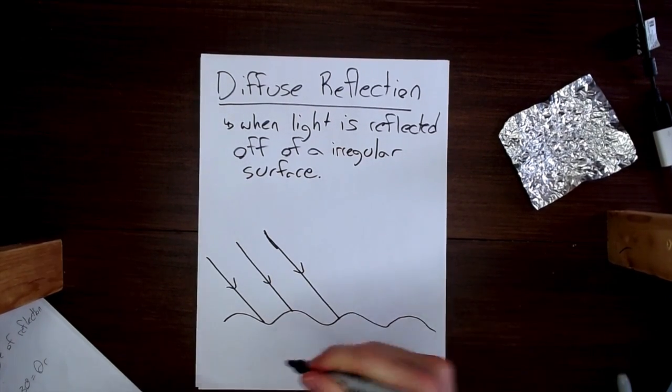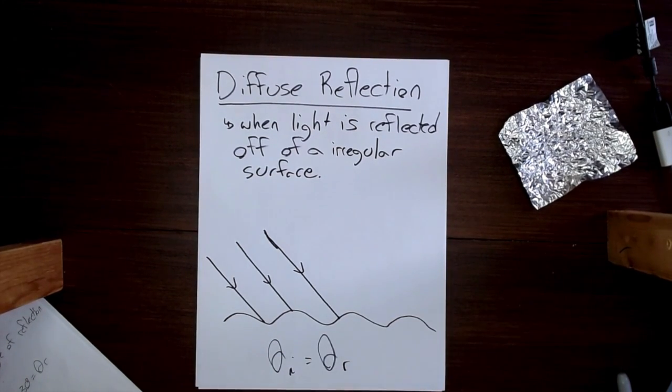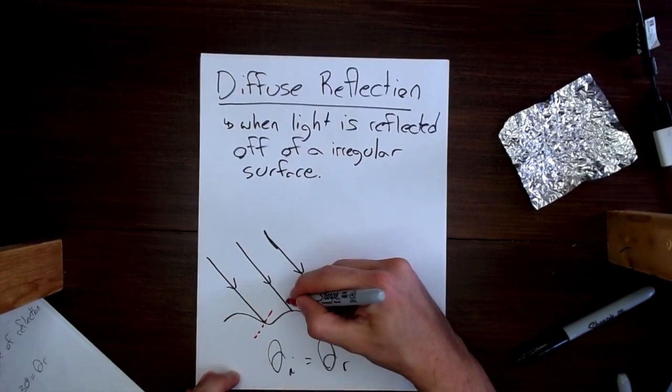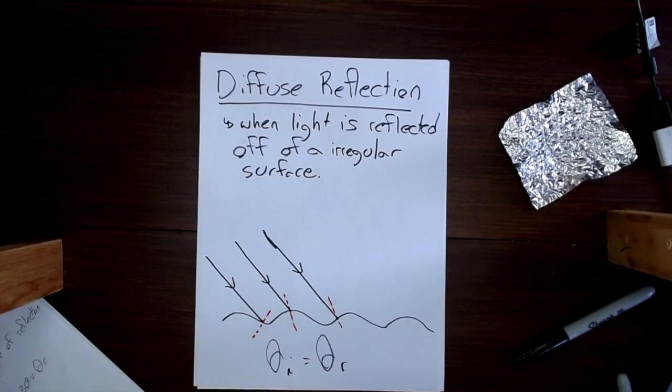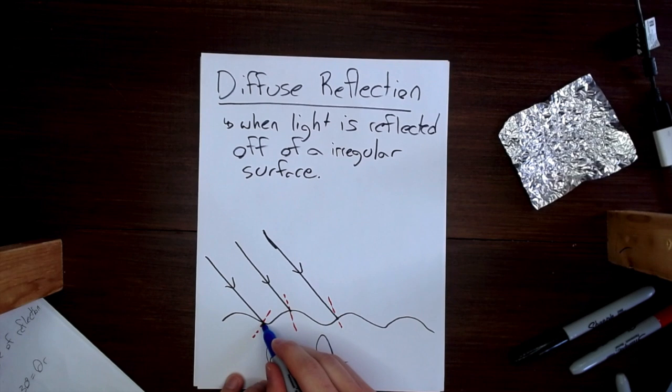The law of reflection, theta I equals theta R, is still true. There's no reason why it would not follow the law of reflection. However, my normal line, the line that's perpendicular to the surface, is not always parallel to each other. And so the reflection, therefore, following the law of reflection, will do something like this.